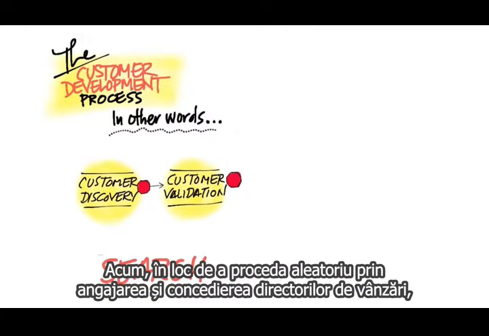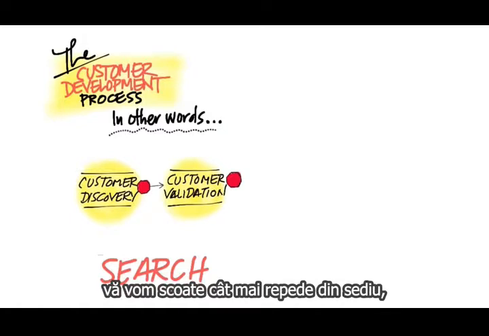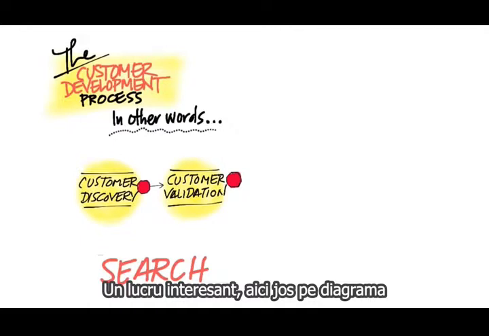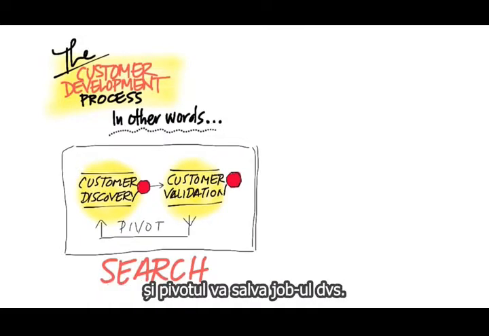But now instead of randomly doing this by hiring and firing sales execs and trying to make numbers that really are just random guesses, we're actually going to have you get out as early as possible and test some of these primary assumptions. One of the interesting things on the bottom of this diagram that we'll talk about is something called the pivot. And the pivot is what will save your job.